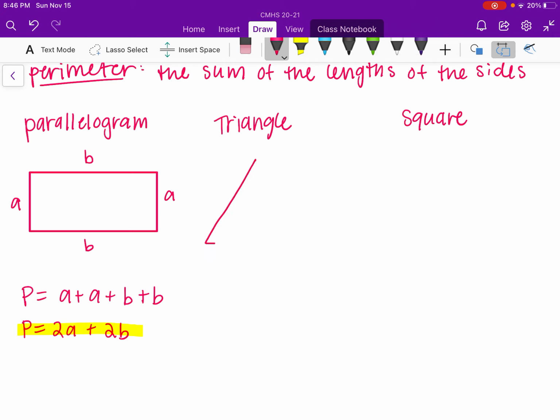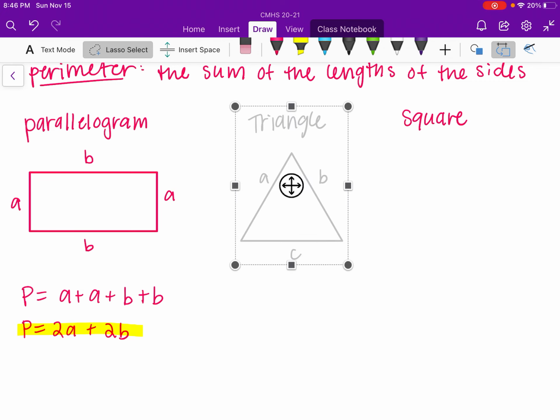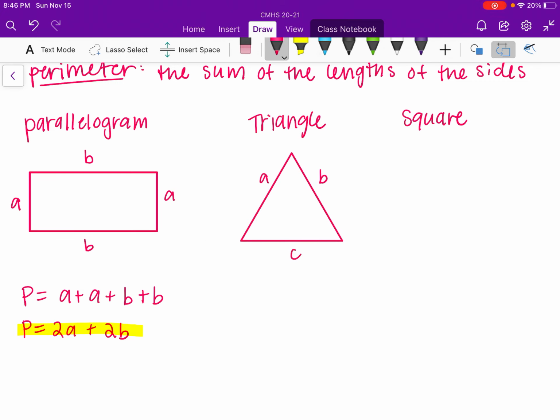The formula for a triangle is, so there's our triangle. Let's say we have side A, side B, and side C, because remember, triangles, we'll just say all of them have a different length. There we go. So let's say there's our triangle. The perimeter of a triangle is just A plus B plus C. Easy peasy. And that is the only formula, so I'm going to highlight it because that's the only one that we have.